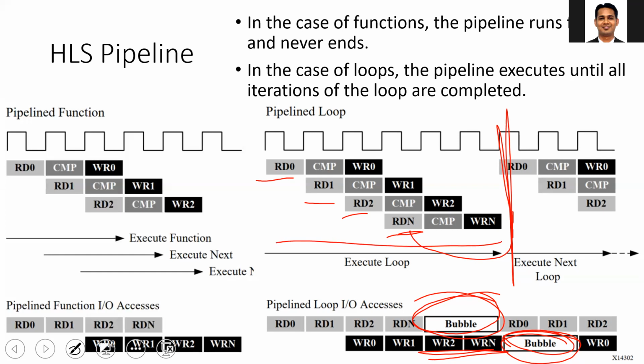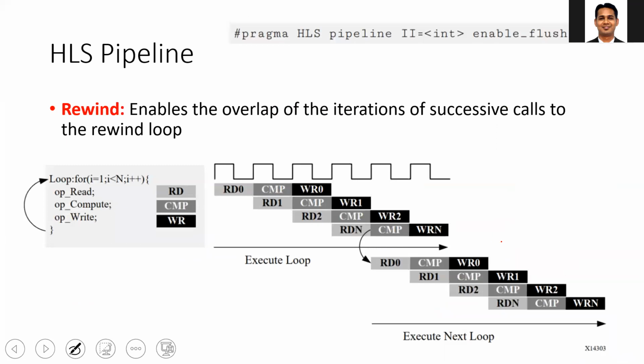And how to avoid this issue? You need to use the rewind option in that pipeline pragma. So when you enable this rewind option, it enables the overlap of the iterations of successive calls to the rewind loop. Okay, so the rewind option is useful only for pipelining the loop. For pipelining the function, it is not needed.